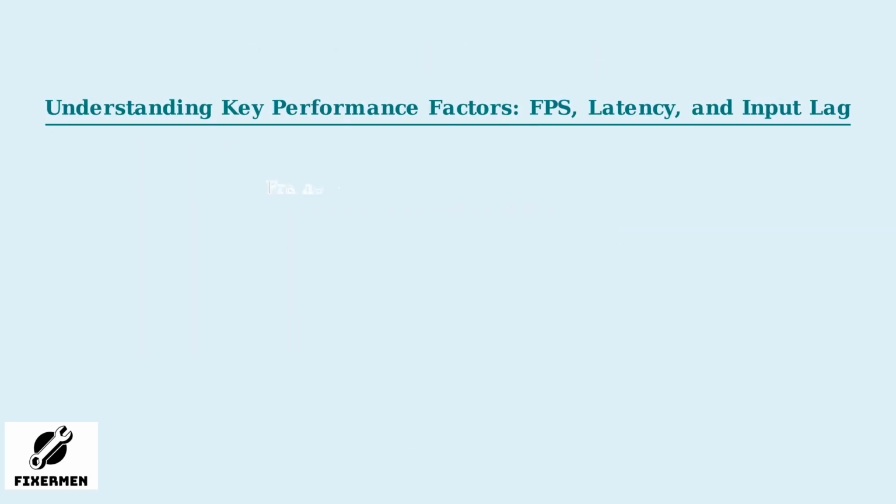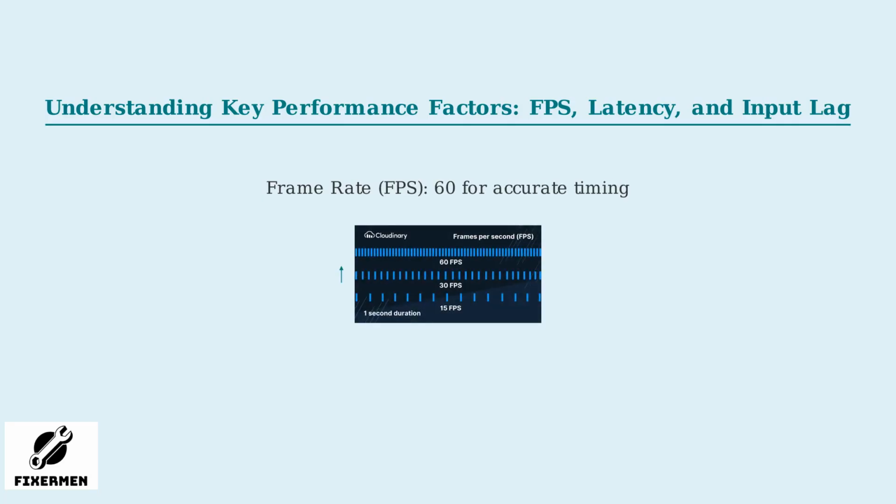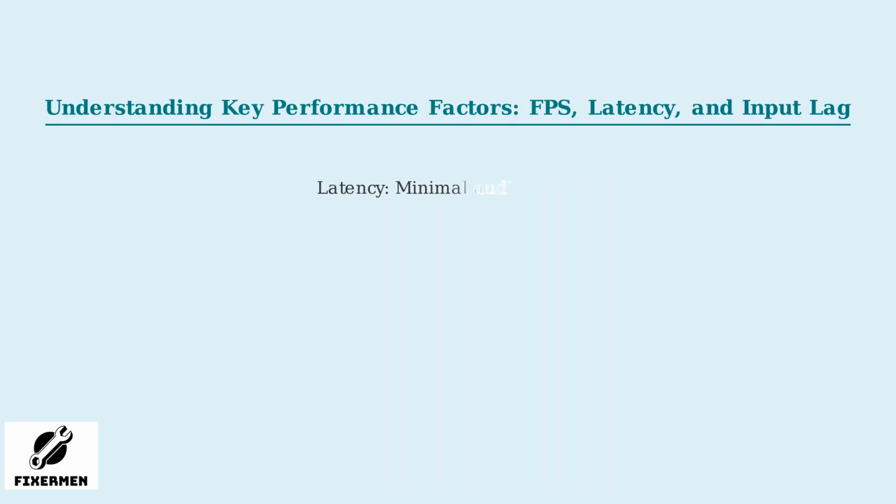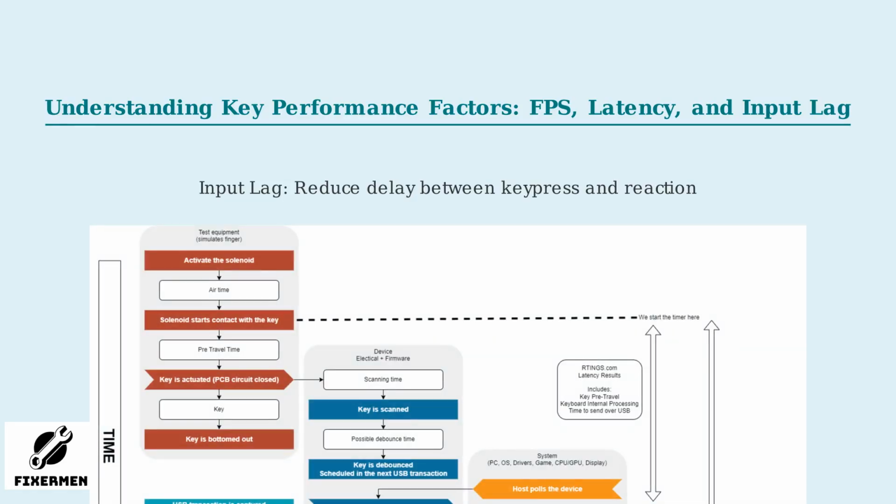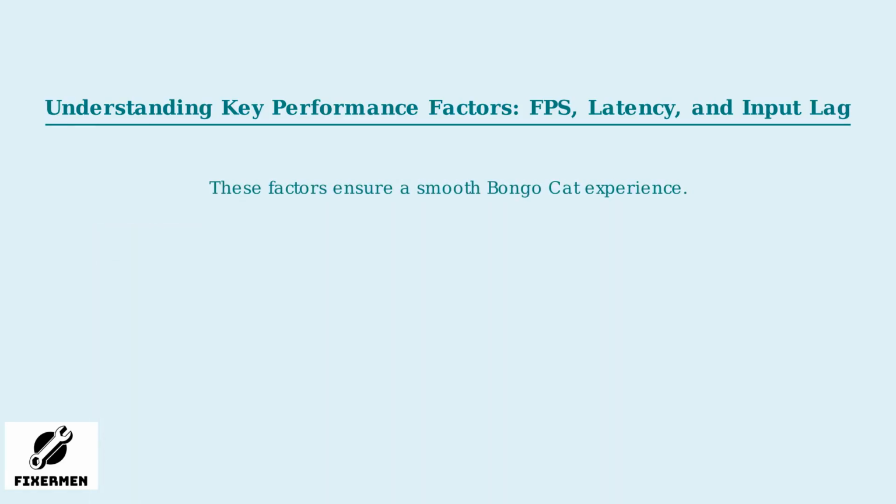Before we tweak settings, let's understand the key factors affecting Bongo Cat's performance. Frame rate, or FPS, should ideally be locked at 60 for accurate timing. Latency, or audio delay, needs to be minimal. Input lag, the delay between your key press and the game's reaction, also needs reducing. Addressing these is critical for a smooth experience.